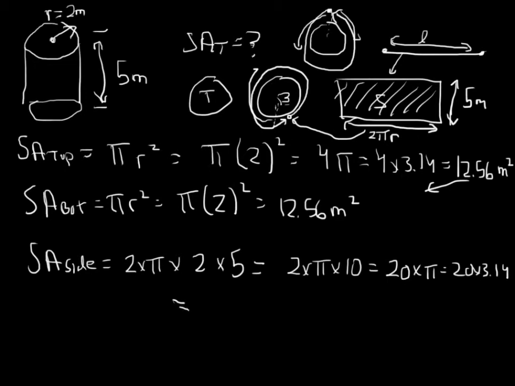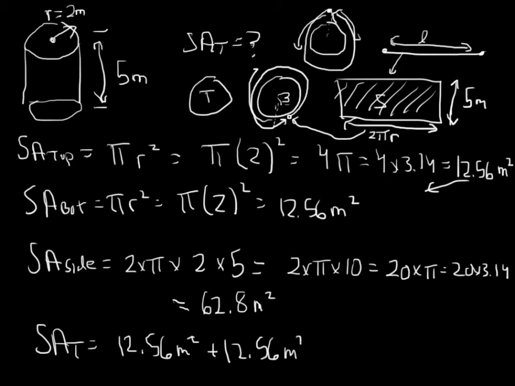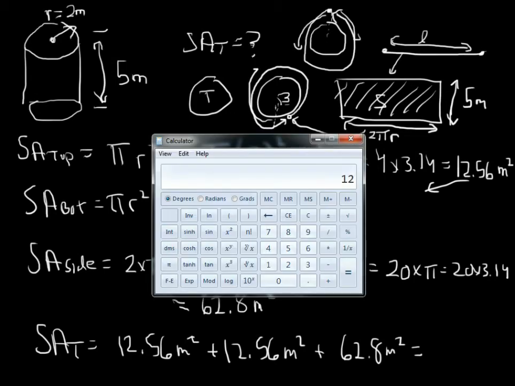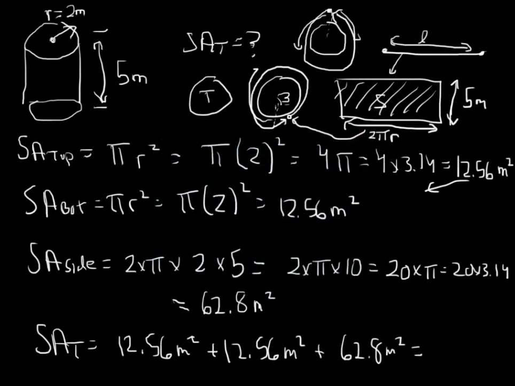That should give us 62.8 meters squared. Now the total surface area is just the sum of the individual surface areas. So 12.56 meters squared for the top, plus 12.56 meters squared for the bottom, plus 62.8 meters squared for the side. That gives us a total of 12.56 plus 12.56 plus 62.8, so almost 88. We'll just round up to 88 meters squared.